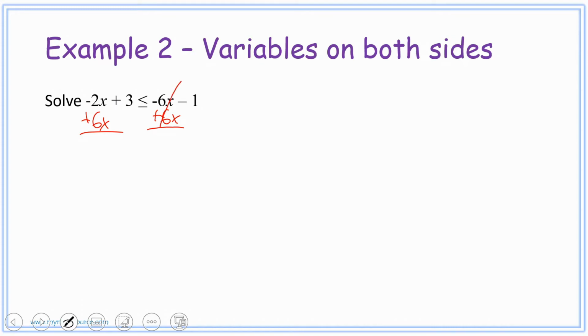So that cancels out and leaves me with 4x plus 3 is less than or equal to negative 1. I could subtract 3 on both sides, and they cancel, and I have 4x is going to be less than or equal to negative 4. Divide both sides by 4, and now I have my inequality that x will be all values that are less than or equal to negative 1.